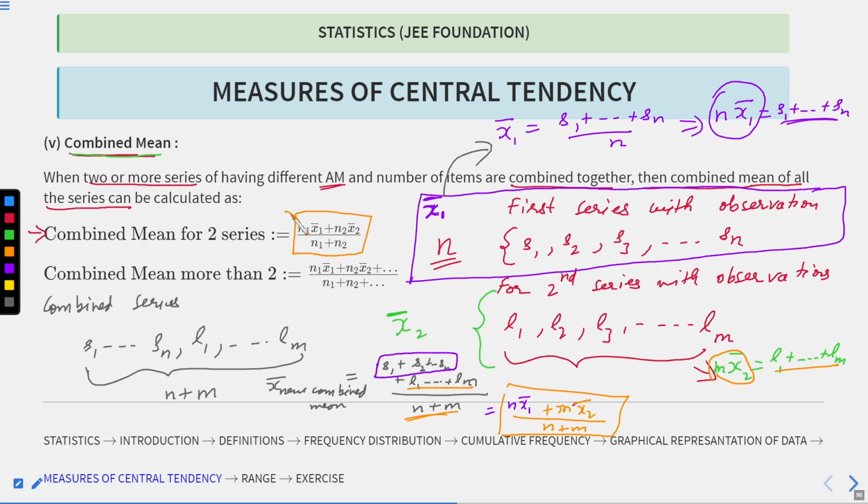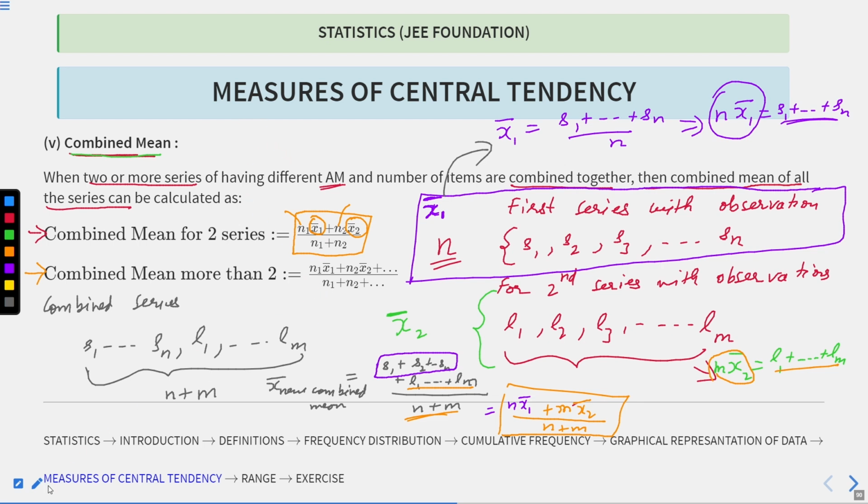So n1 is the total number of observations for the first series, n2 is the total number of observations for the second series, x1 bar is the mean for the first series, and x2 bar is the mean for the second series. I hope this is clear. Now what if more than two series are given? Then we just multiply the respective mean and the respective number of observations for each series.